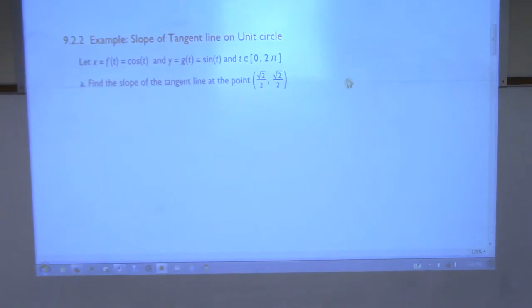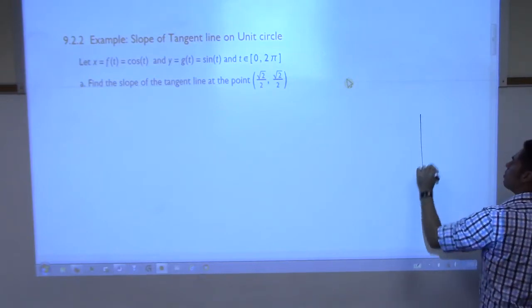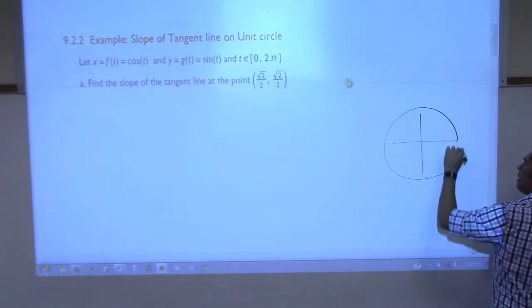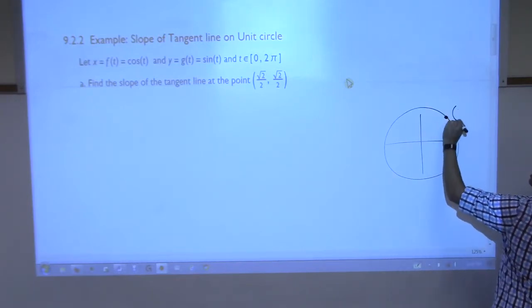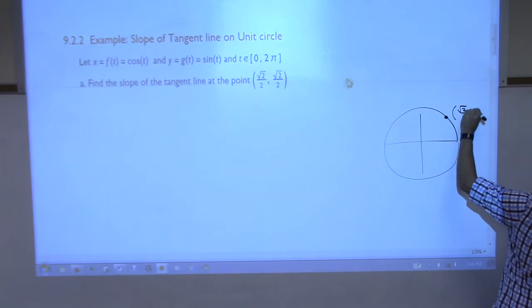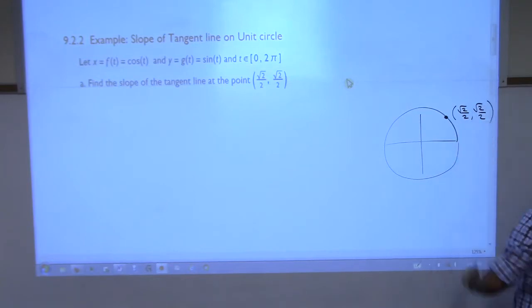All right, slope of the tangent line at this point. So here's our unit circle. We should all recognize the point root 2 over 2, root 2 over 2 as being at 45 degrees, right? That's one of our common points. And I would like to know what the slope of the tangent line is there. Any guess?